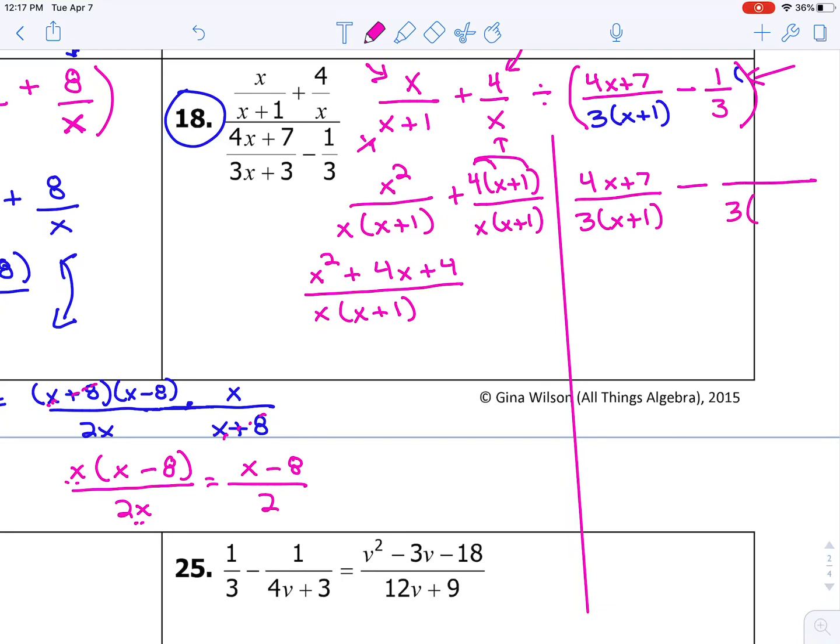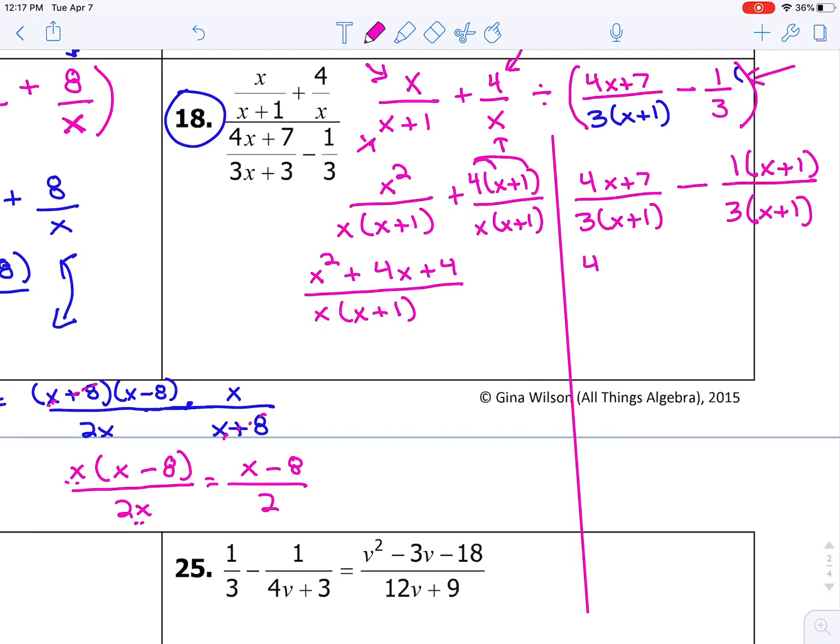Well, it already has a 3. I need to multiply by x plus 1 on the top and on the bottom. Okay, now that those two are common denominators, just like the other side, I need to combine the top part. You might want to try that on your own.